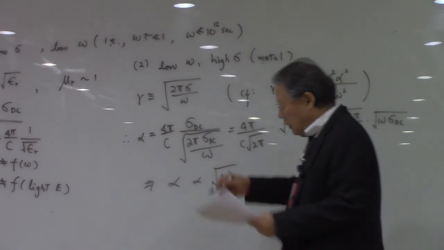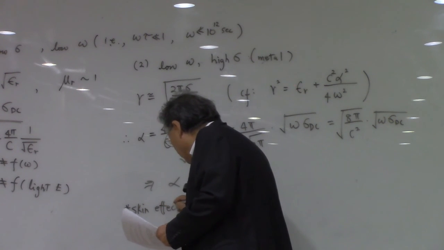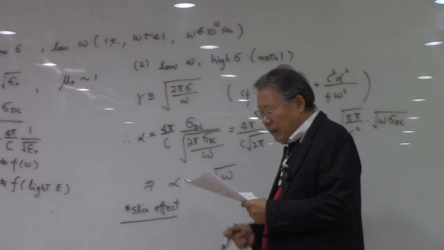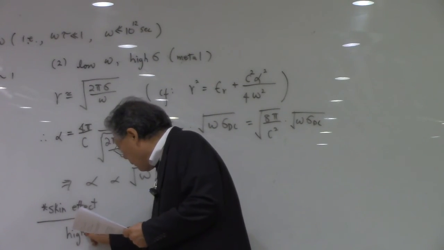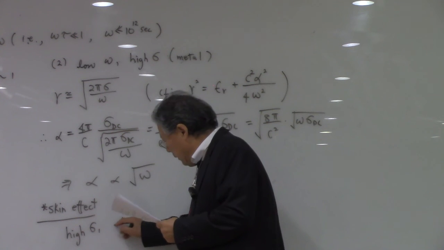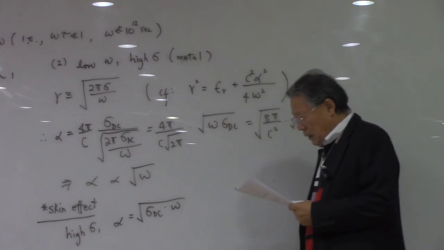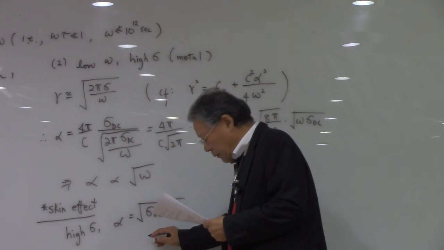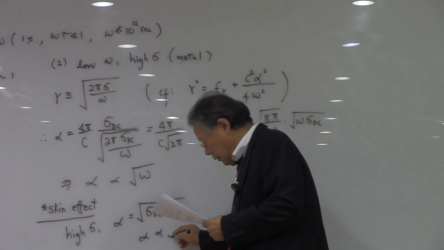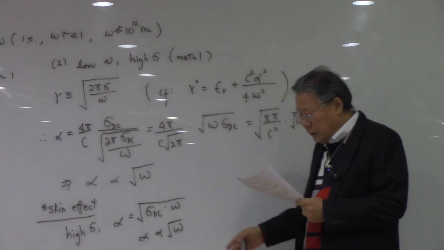And in this, if we have a skin effect in a metal. Skin effect means everything is going to be reflected on the surface. Okay, that is going to be called the skin effect. Skin effect happens in the high conductivity materials like metals. Now alpha is going to be sigma dc and omega, and alpha here, just like this, alpha is going to be proportional to the square root of omega. Here, we have just seen this.